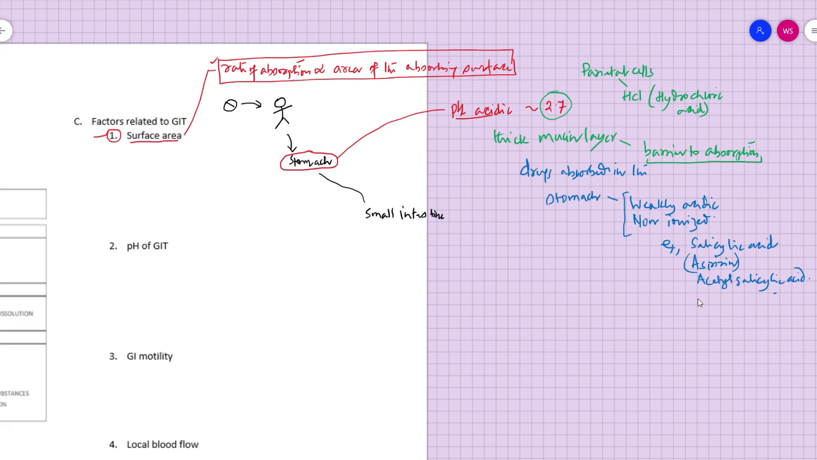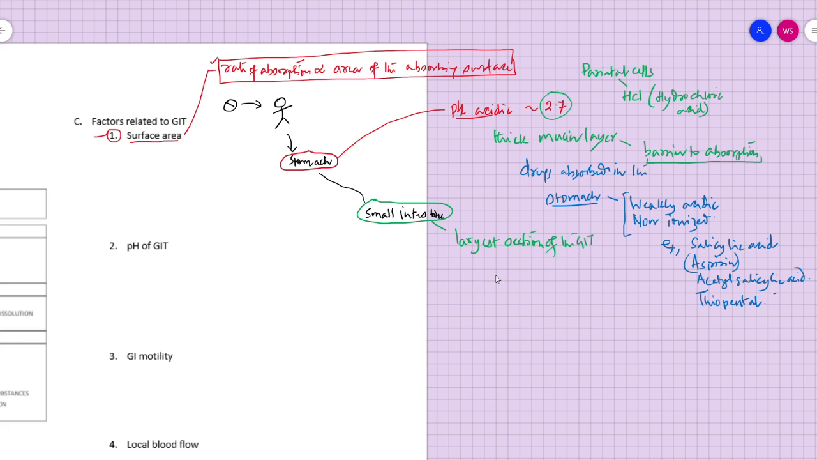Okay, and drugs like thiopental. So these are few of the drugs which are absorbed from the stomach. But the point to remember is there is less absorption compared to the small intestine. Okay. Then the drugs reach the small intestine. Now, the small intestine is the largest section of the GIT.